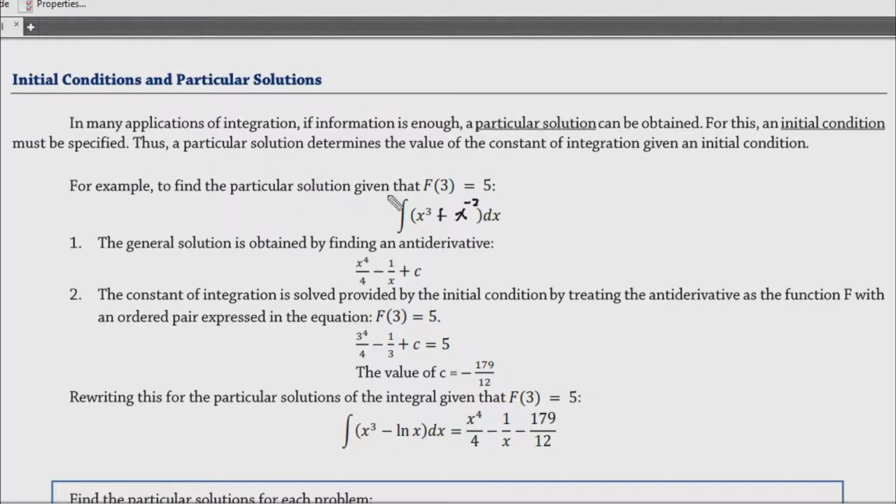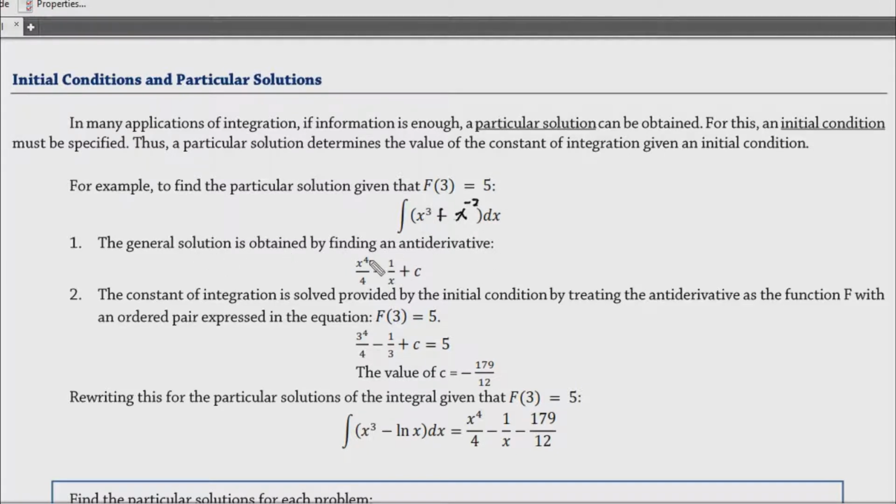Find the particular solution given that f of 3 is equal to 5. So, remember, this is a capital F. So, it denotes the antiderivative of this function. And then, kapag sinubstitute mo yung 3 dun sa antiderivative nun, the answer should be 5. So, with this expression, hanapin natin ang antiderivative.